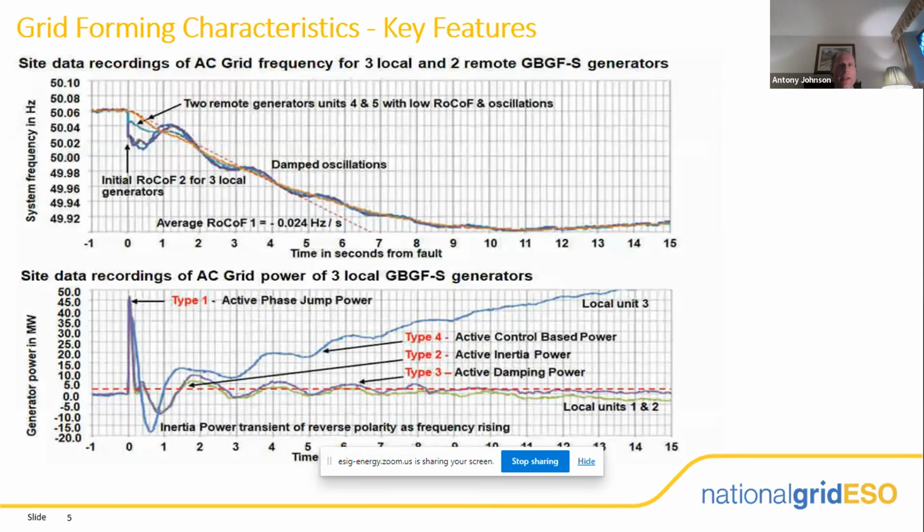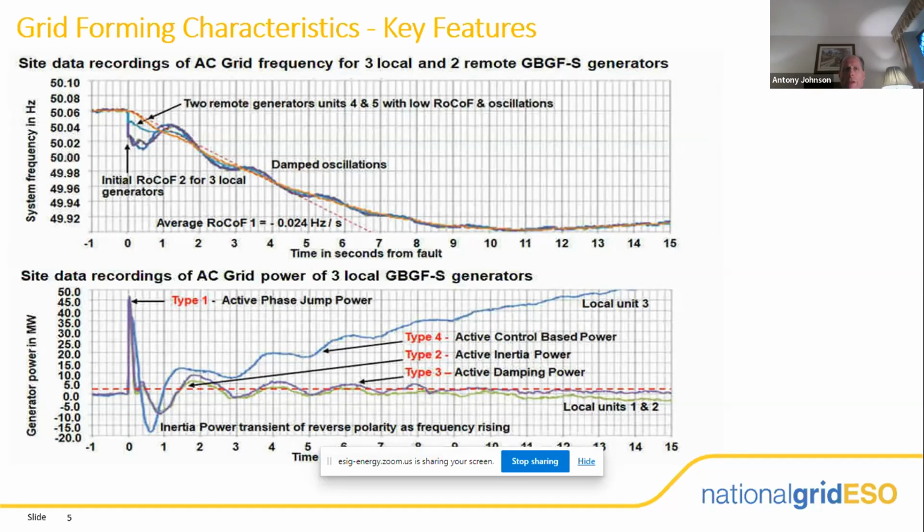So we've got some characteristics here which show the behavior of some machines under a fault condition. These are real live graphs that were taken from the system a few years ago with synchronous plant. The top graph is just showing system frequency against time. And basically there are two remote generators, units 4 and 5, with low rate of change of frequency and oscillations. But the important one I really want to focus on is the lower graph, which is bringing out all of these key elements that I talked about.